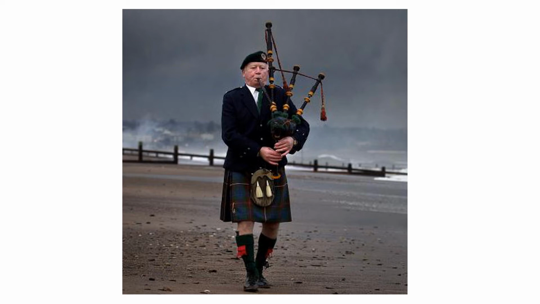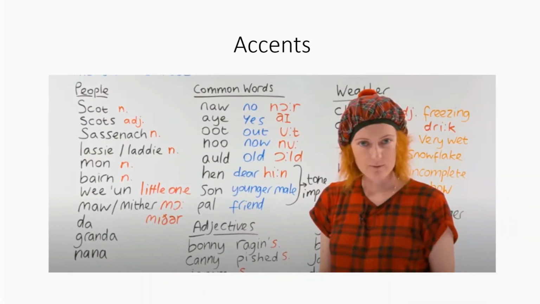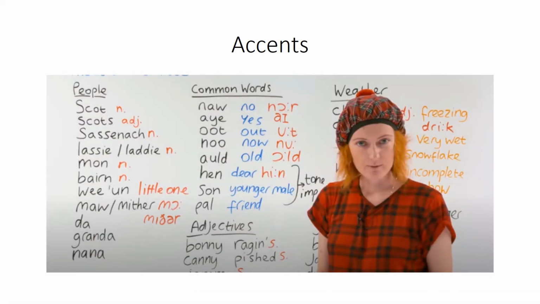Some people don't like the sound of bagpipes, but I think they're really, really cool. I like them. Another thing about people in Scotland is that they have their own special accent.